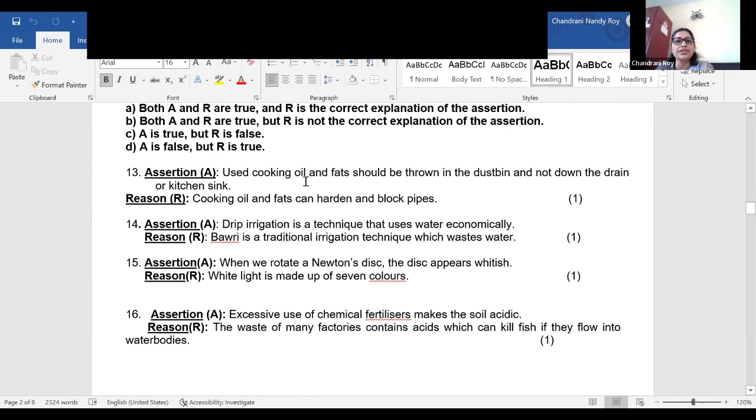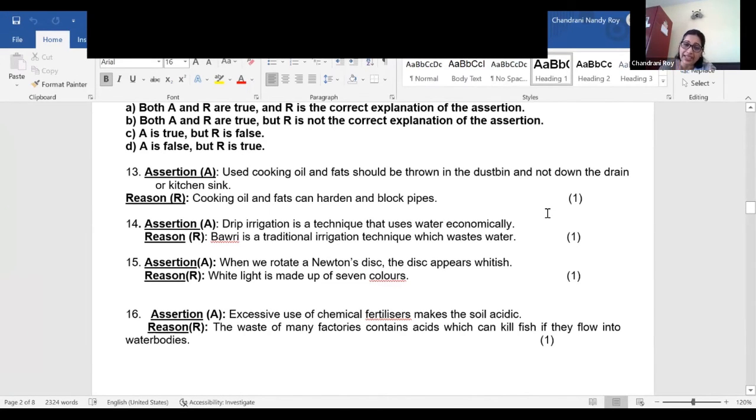For example, used cooking oil and fat should be thrown in the dustbin and not down the drain. This is a true statement. Cooking oil and fats can harden and block pipes is also a true statement. And this is exactly why we should not be throwing it in the drain. Therefore, the answer to this is A. Both A and R are true, and R is the correct explanation of the assertion.